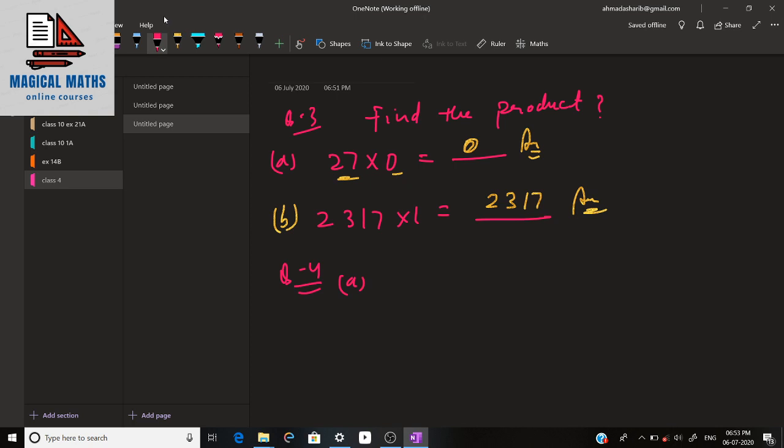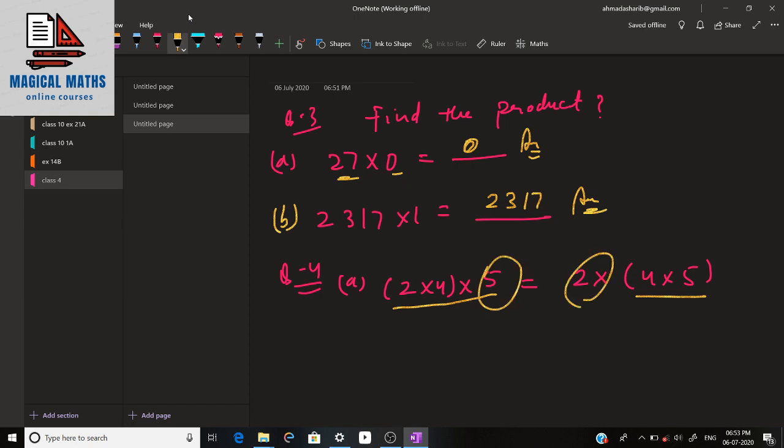The part A says 2 multiplied by 4 in bracket, then it is multiplied by 5, is equal to 2 multiplied by 4 into 5 in bracket. So students, look at this very carefully. I'm going to tell you a very interesting thing. 2 and 4, these two numbers are in bracket, and on this side 4 and 5 are in bracket. Here you can see 5 is outside the bracket, here 2 is outside the bracket.